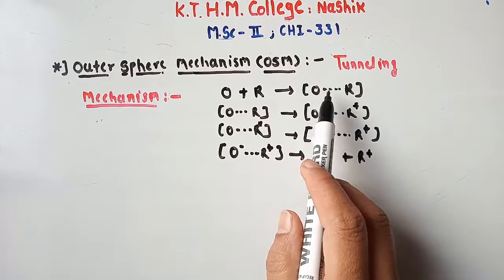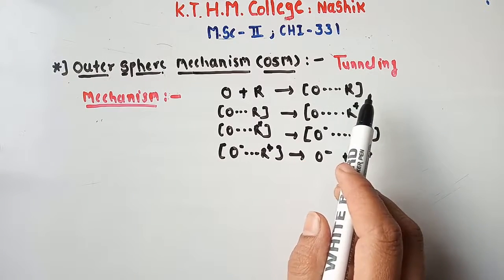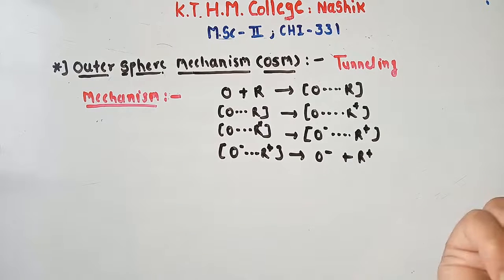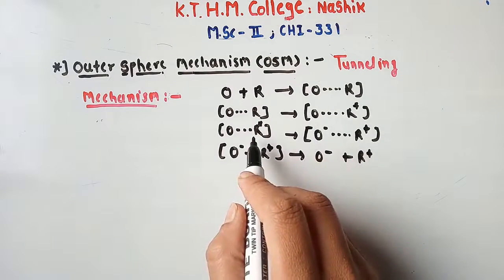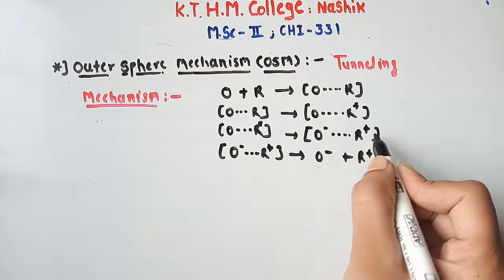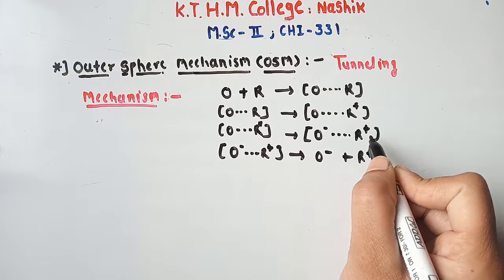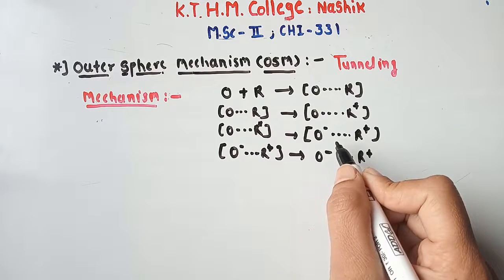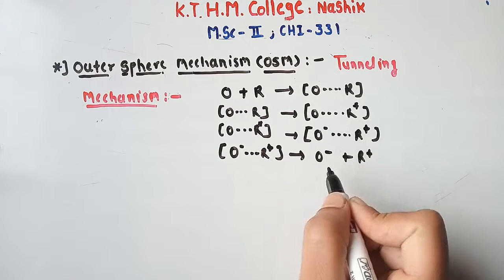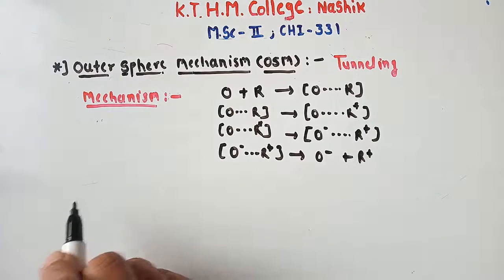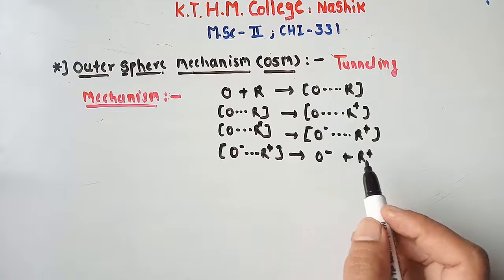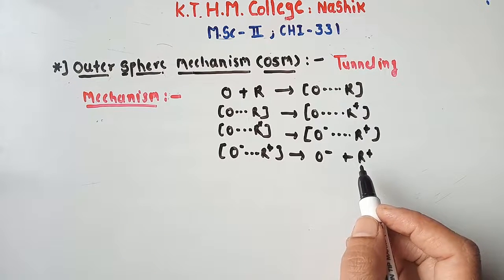Then there is formation of precursor complex, that is OR. The precursor complex, then the next step is excitation. After excitation there is electron transfer from reductant to oxidant. So here reductant carries positive charge while oxidant carries negative charge, and the final step is a dissociation of that successor complex. This is your successor complex. Then there is formation of oxidant with negative charge and reductant with positive charge.